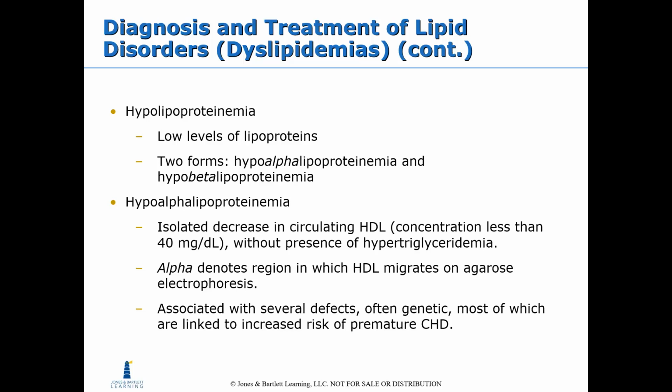Hypolipoproteinemia is low levels of lipoproteins. So hypo means less. Lipoprotein is talking about lipoproteins. Hypoalphalipoproteinemia, isolated decrease in circulating HDL concentration is less than 40 mg per deciliter without the presence of hypertriglyceridemia. Alpha denotes the region in which HDL migrates on agarose electrophoresis. It's associated with several defects, often genetic, most of which are linked to increased risk of premature CHD.